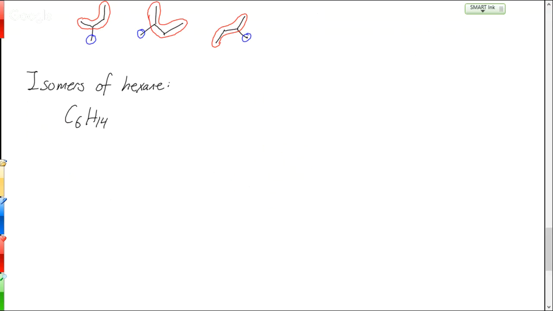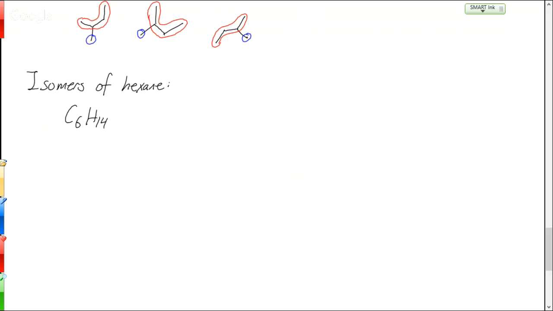Come draw it. None of them are claimed yet, so as long as you got one with 6 carbons, it's good. You got a different one? Go for it.